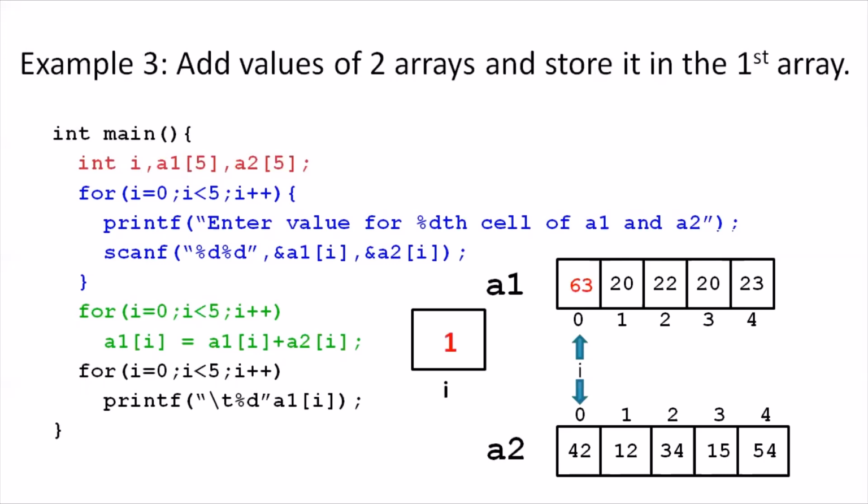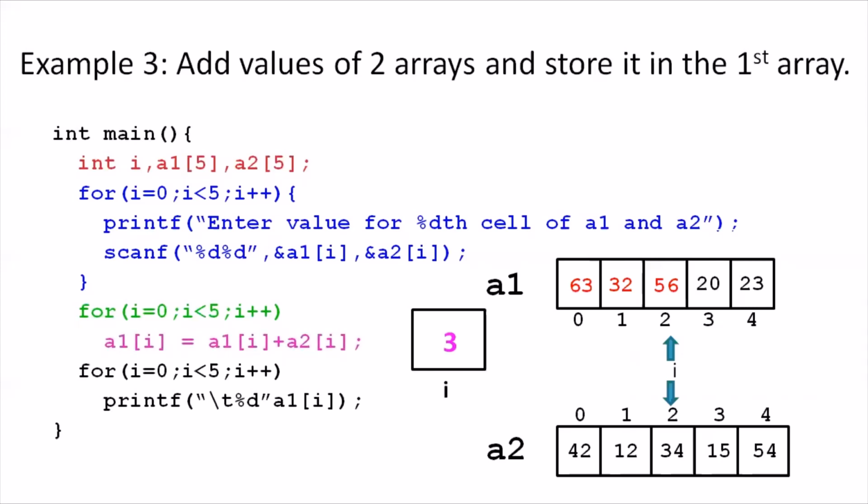Next, the value of i gets incremented to 1. So, the values of a1[1] and a2[1] get extracted and added. The result, that is 20 plus 12 equal to 32, gets stored back in the position a1[1]. Similarly, the values of a1[2] and a2[2] are extracted next, and their sum, that is 56, is stored back in the position a1[2] in the next iteration.